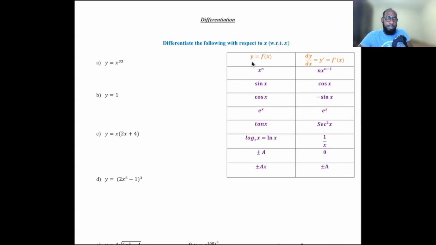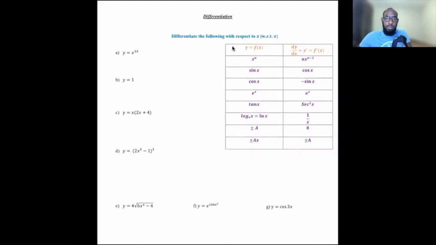Now, sometimes you might see y equals some expression, or you might see f of x equal to some expression. If we differentiate y, we use dy dx. So dy dx simply means we differentiate y with respect to x. We can also say y prime is the same thing. Dy dx is equal to y prime. And since y equals f of x, we can say f prime x. F prime x simply means dy dx as well.